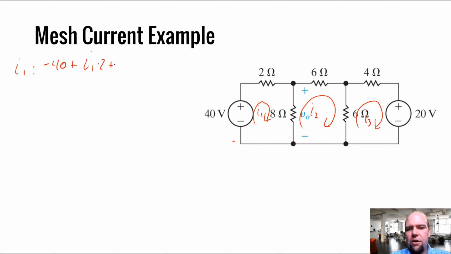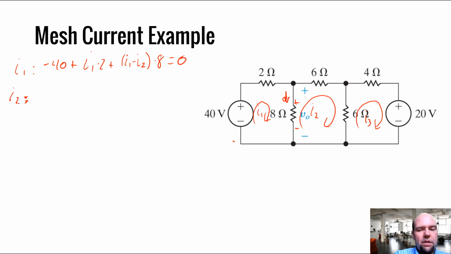Now going down through this 8 ohm, I'm looking for the voltage drop across it. If I want to use V equals IR, I have to have the current flowing into the positive terminal. The current flowing into the positive terminal is I1 minus I2. I1 is flowing down, but I2 is flowing up, so the total current flowing down is I1 minus I2. That's multiplied by 8, and that equals 0. One equation down.